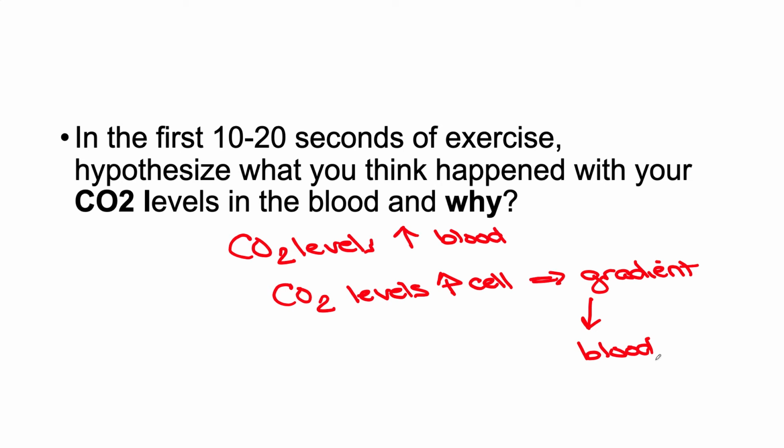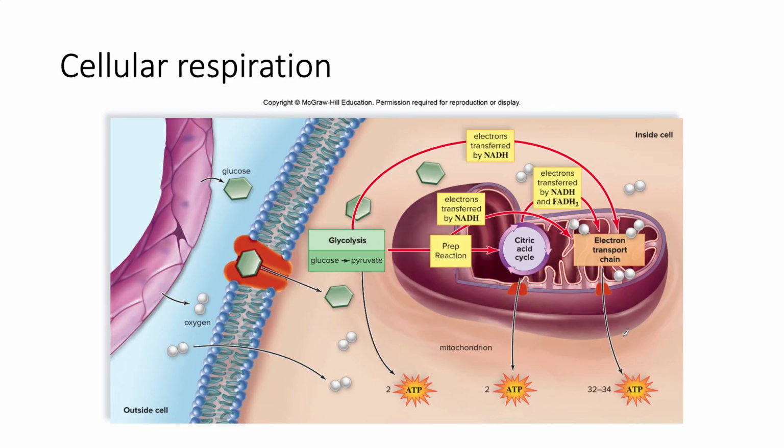Now, a lot of people said that CO2 levels had to go up because oxygen levels went down, but if you think about it, oxygen and CO2 are going to independently operate here. If CO2 levels start suddenly going up and up and up in the cell, it's just going to leave because remember, CO2 is one of those molecules that can diffuse directly through the plasma membrane.